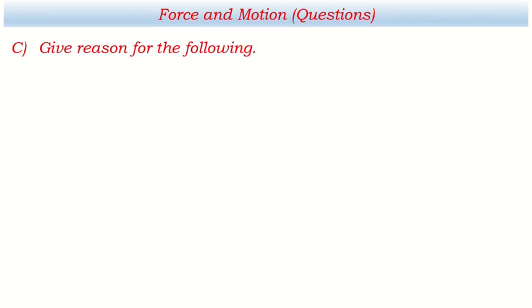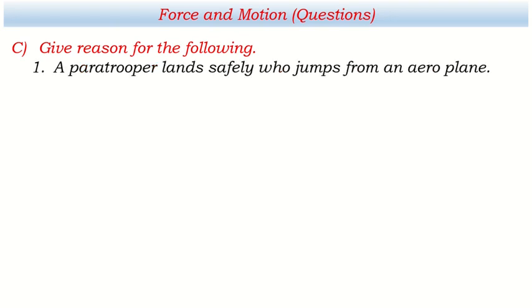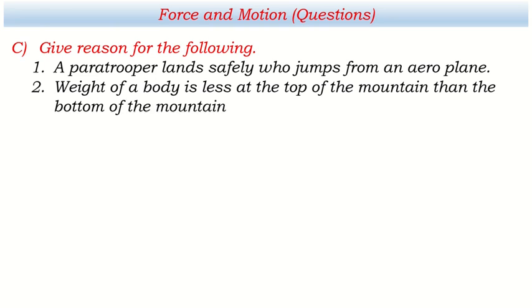In this chapter, there are many reason questions which can be asked in examination, and that's why I want to make a list of the reason questions separately. Look at this: a paratrooper who jumps from an aeroplane lands safely. Yes, but why? You have to give reason. Weight of a body is less at the top of the mountain than at the bottom of the mountain. You have to give reason.